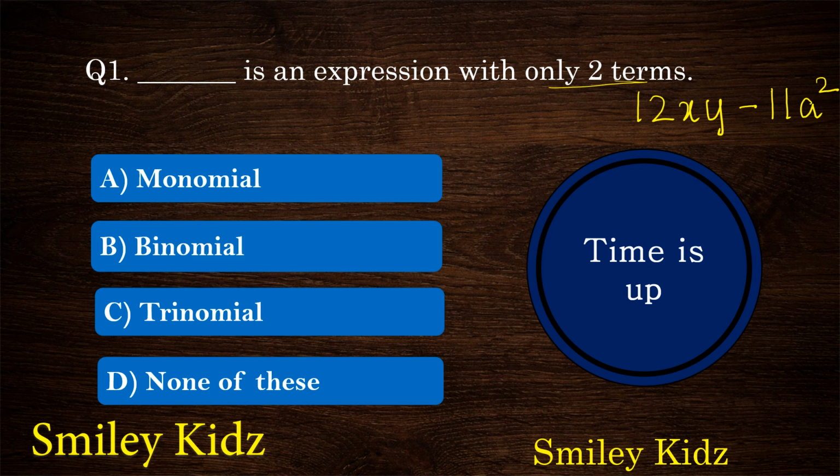Your time is up. And the right answer is option B, binomial. So, binomial is an expression with only two terms. Like for example, 12xy minus 11a square. It has total of two terms. They are 12xy and minus 11a square. Right? So this is a binomial.